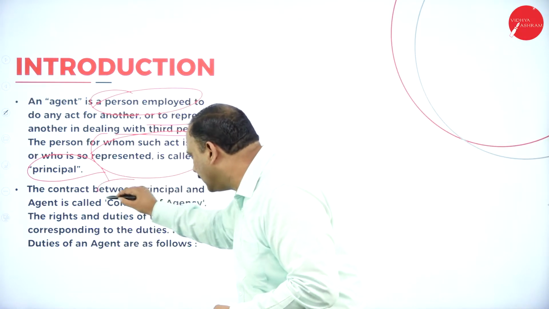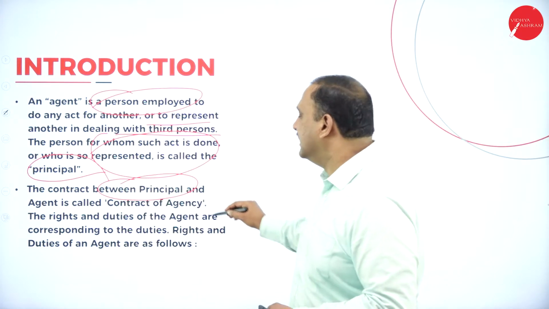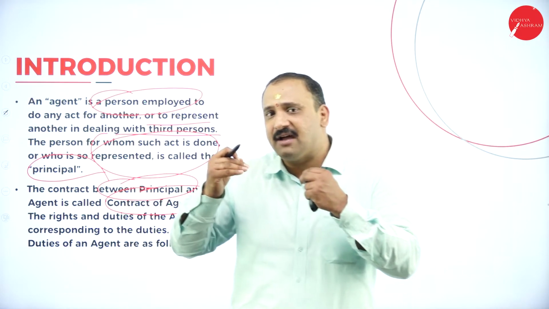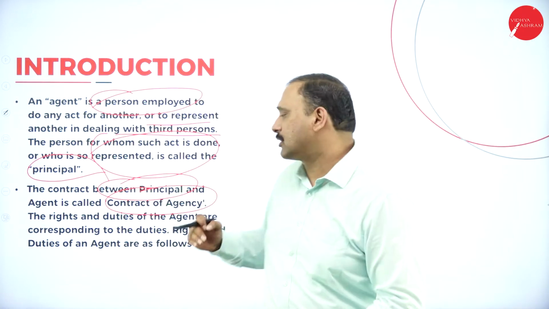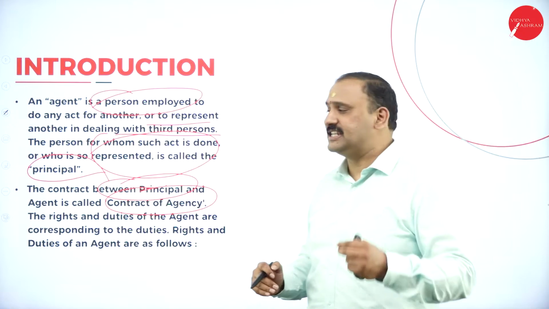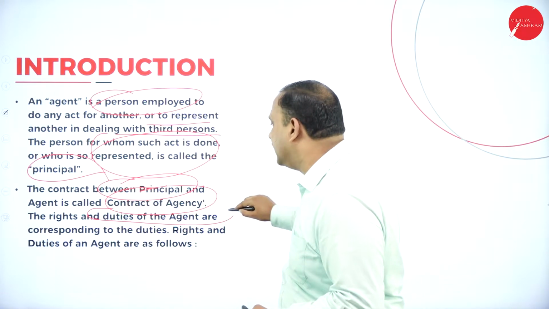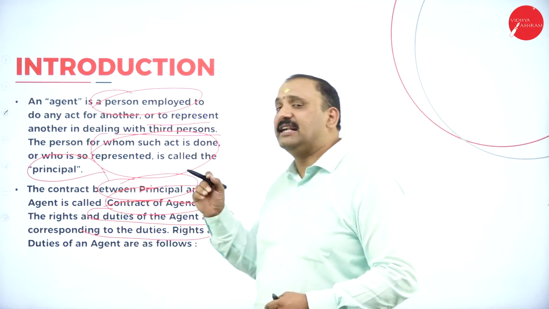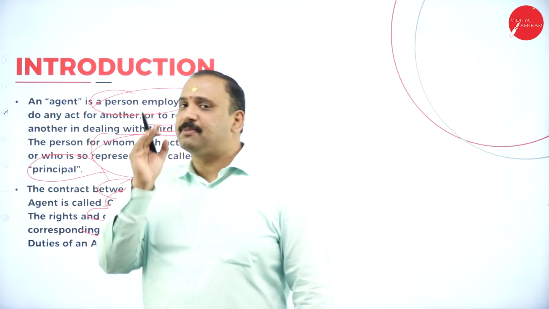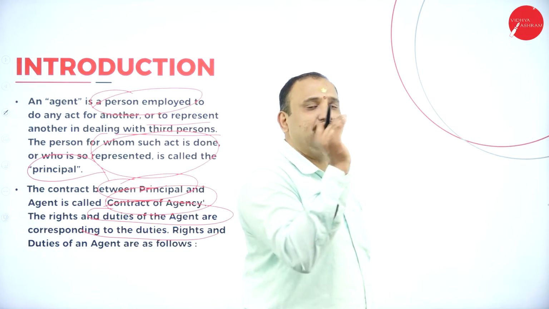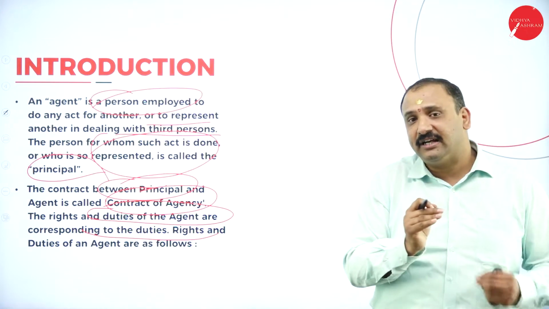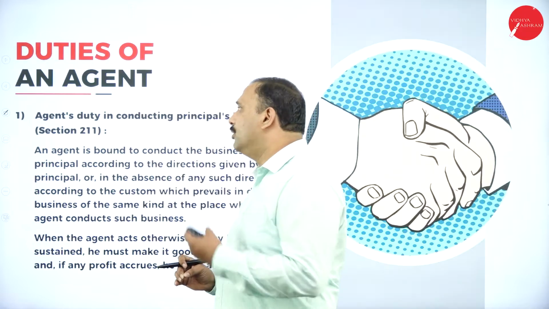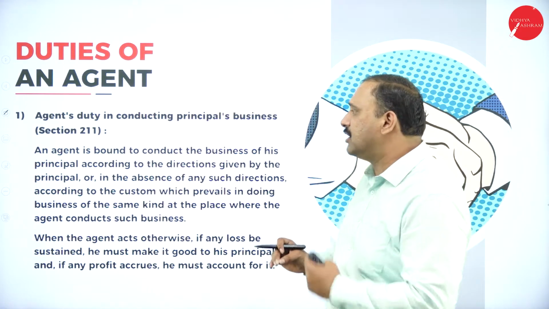The contract between principal and agent is called the contract of agency. So the contract that I have with the agent is called the contract of agency. Before we understand the rights and duties of the agent, we need to understand the principal and the agent. The contract between them is called the contract of agency. Moving further, what are the duties of an agent?